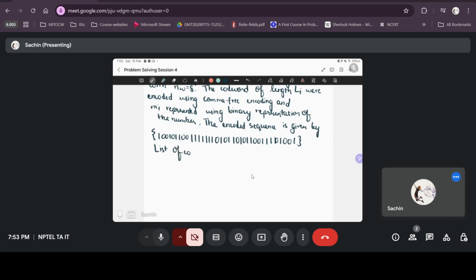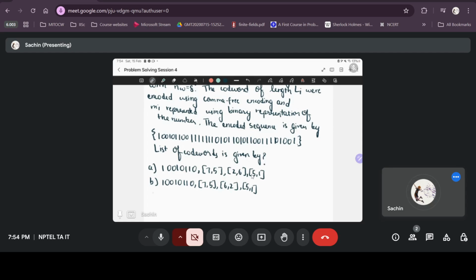List of code words is given by option A: 100, 10110, 752651; 100, 10110, 756251; 100, 1010110, 576251. None of the above.